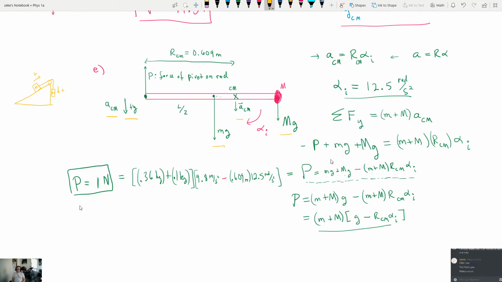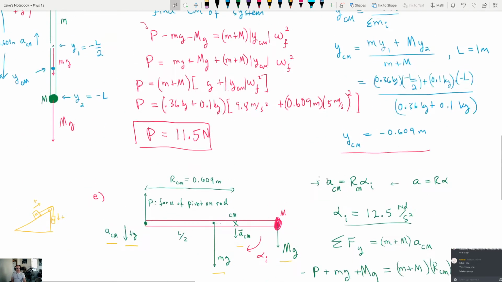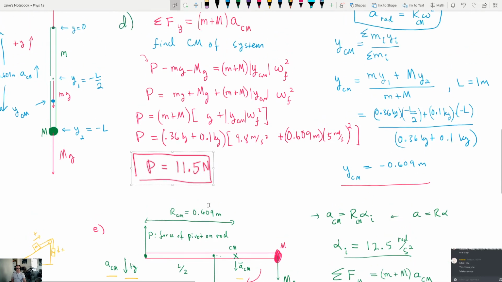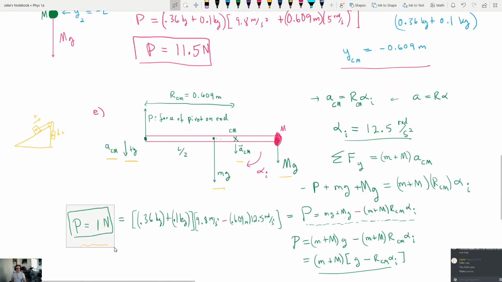Again, to get back to what I was saying, it was 11.5 newtons, the force of the pivot whenever it was vertical. It's 1 newton here, and that's because the pivot doesn't need to support nearly as much of the weight because the system is accelerating. So the pivot doesn't need to support the total weight of these two objects. What would the total weight of those two objects be? It'd be about half a newton, right? 0.36 plus 0.1 is 0.46, so about 0.5 times 9.8 is about half a newton.